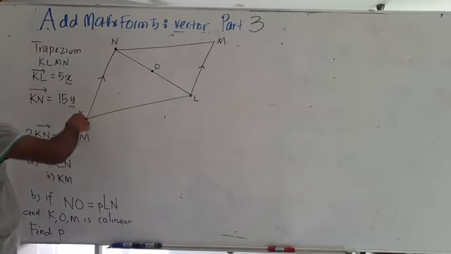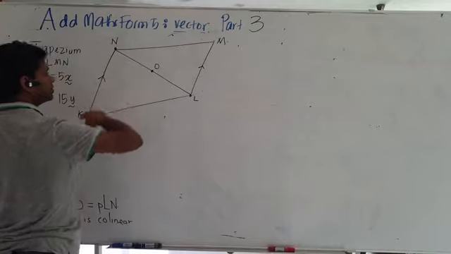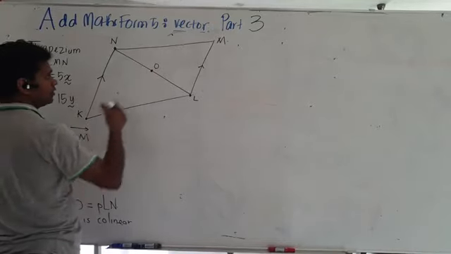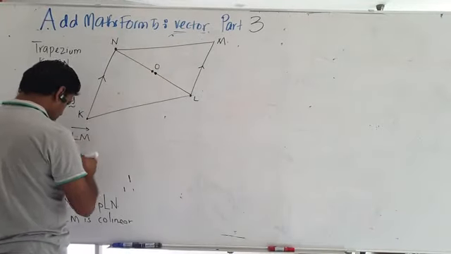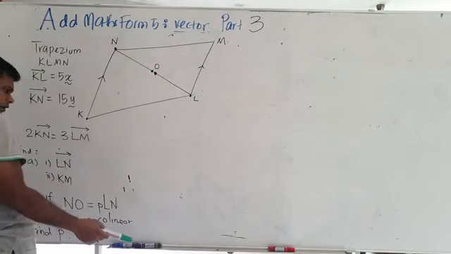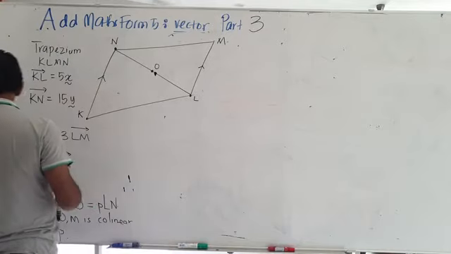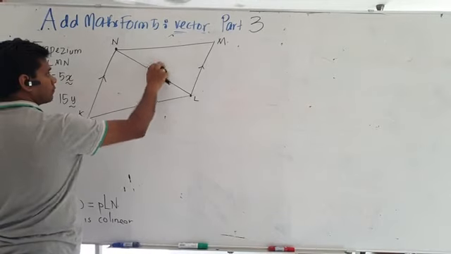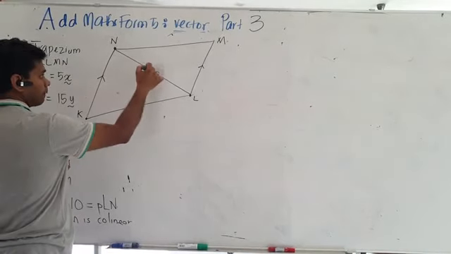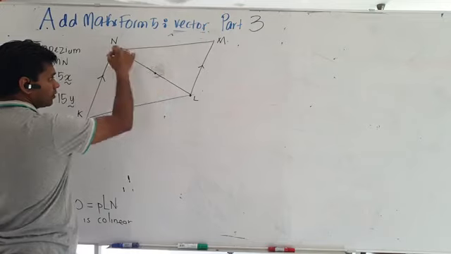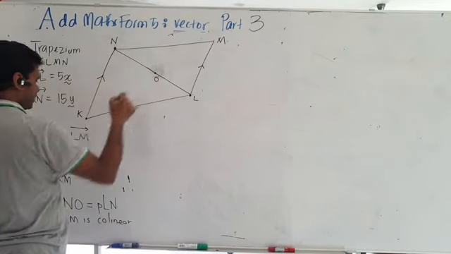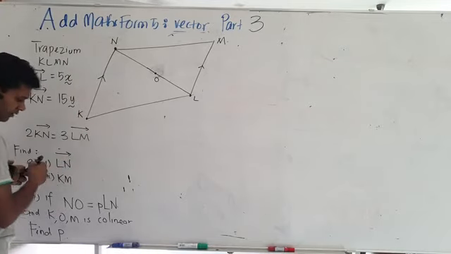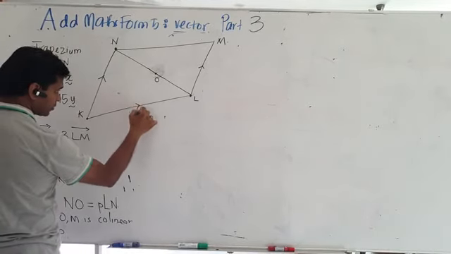This is a trapezium. KLMN is a trapezium. And O is in the middle, all right? Let's take a look. O is here. It's not the middle, but O is here, okay. And then given is KL is 5x. Where's KL? KL is 5x.